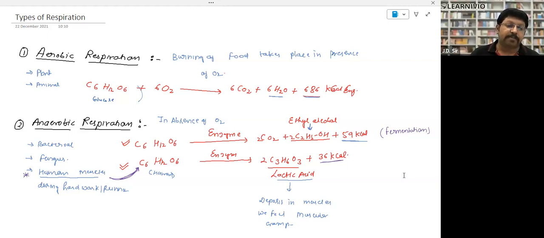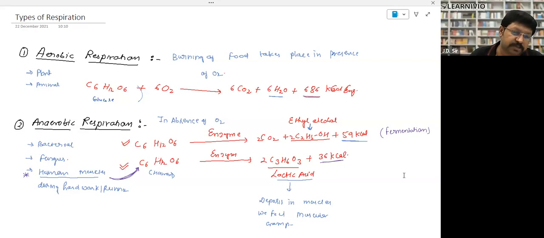Aerobic respiration normally takes place in plant and animal in general. The burning of food takes place in presence of oxygen. Normally the respiratory substrate is glucose, so wherever we study respiration, we will always take glucose or carbohydrate as a respiratory substrate. The burning of glucose takes place in presence of oxygen. So C6H12O6 plus oxygen, formation of 6 molecules of carbon dioxide will take place, 6 water molecules will be formed, and 686 kilocalorie energy is generated.